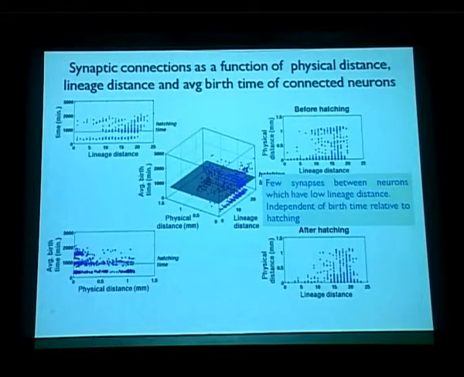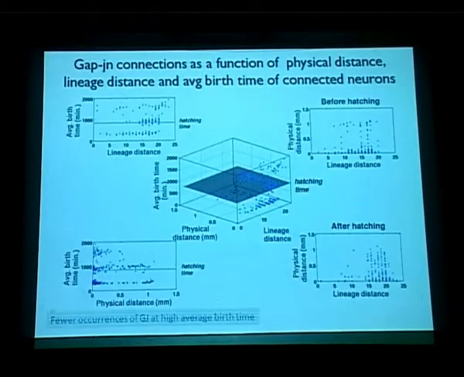So again, we have looked at the gap junctions as a function of physical distance and lineage distance, and pretty much the trend is similar. One important thing to note is that there seems to be fewer occurrences of gap junctions at higher average birth time. So that's again a little bit intuitive, so it validates some of the things that we know about C. elegans.